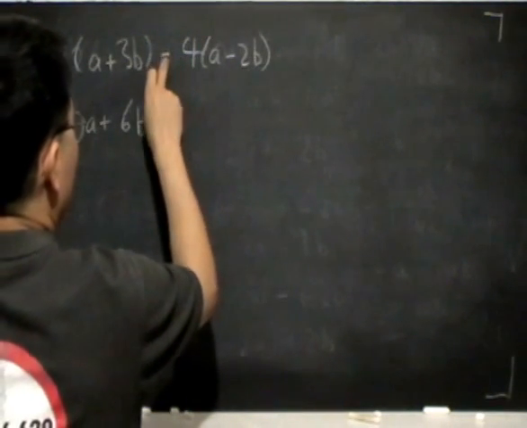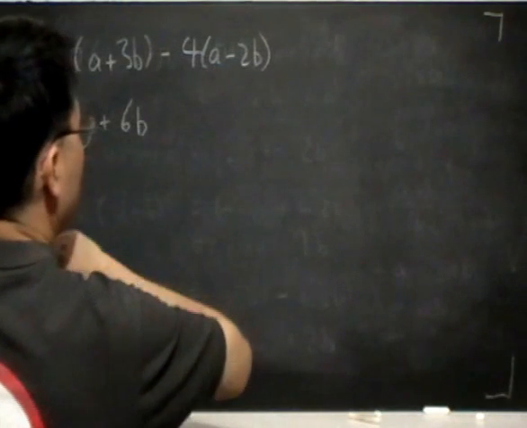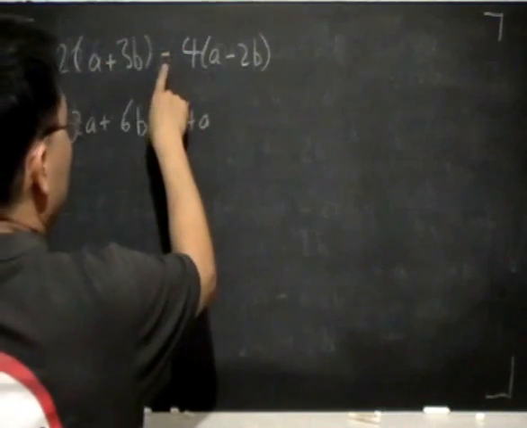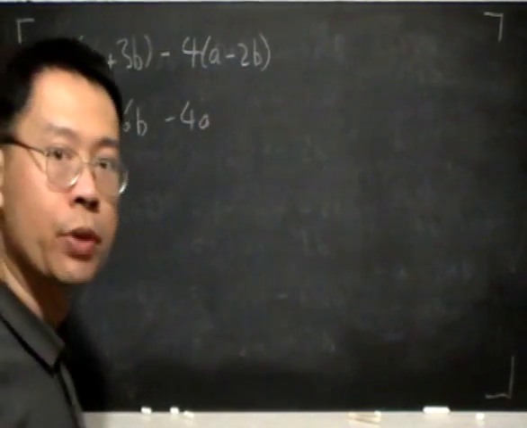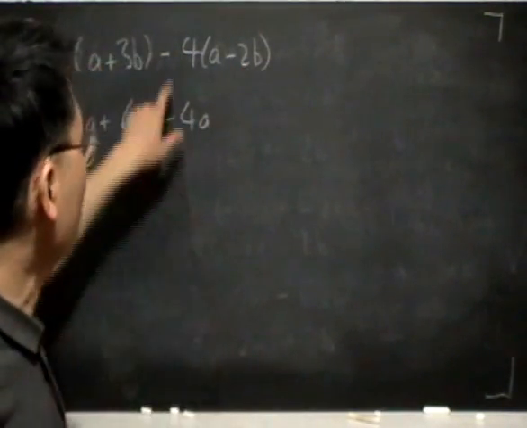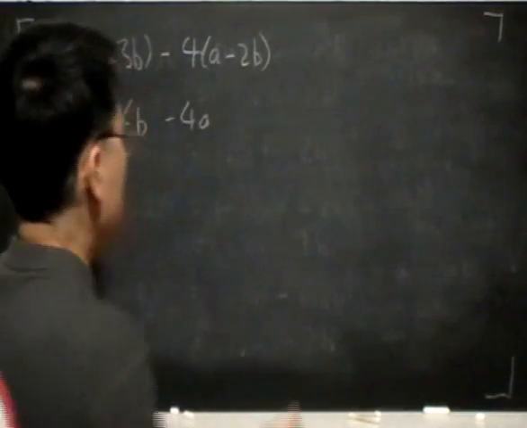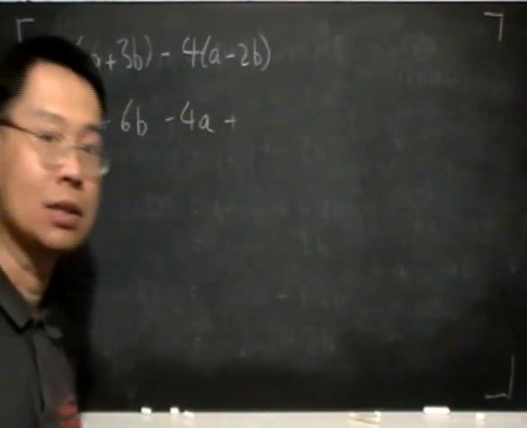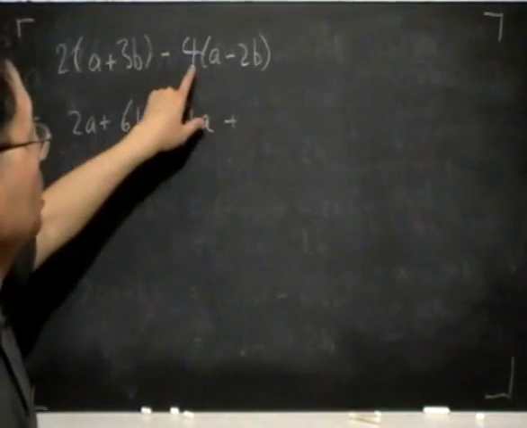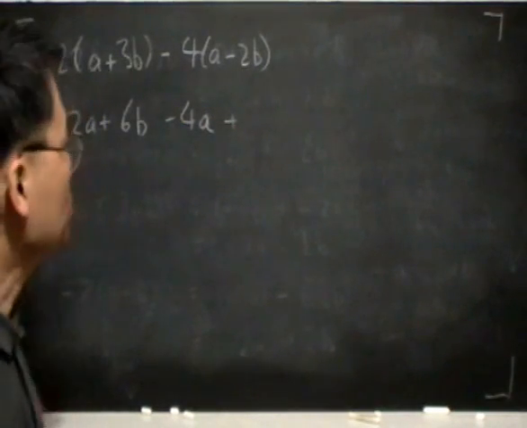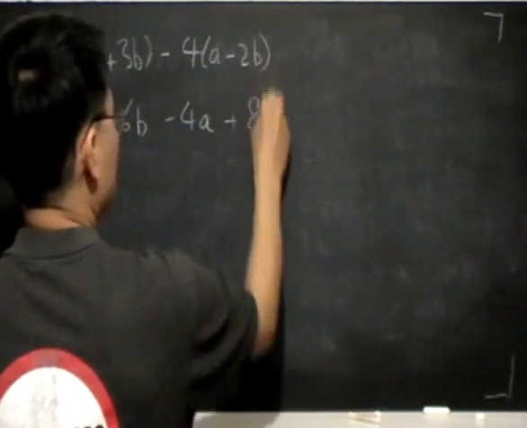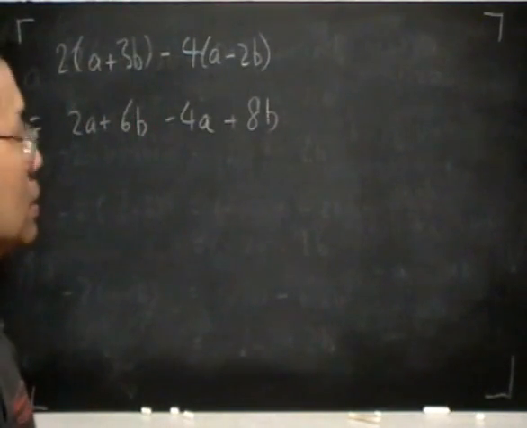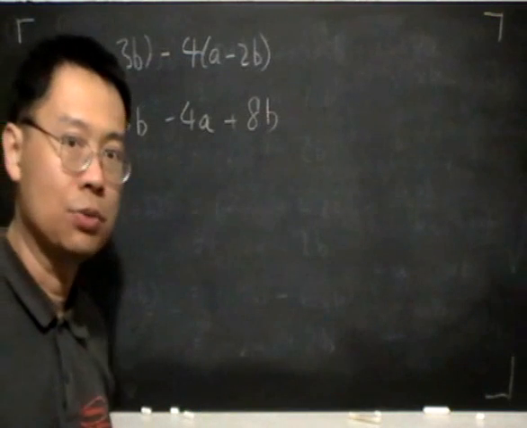So let's do that. We have minus 4 times a. So that's just minus 4a. Next we have minus 4 times minus 2b. Let's think of the sign first. We have a minus times a minus. That gives a plus. Yeah, that takes care of the sign. We can now worry about the numbers. 4 times 2 is 8. And that is the b. So if you think of it this way, then you will get it right.